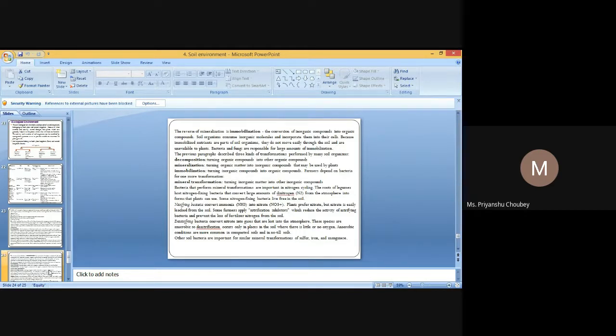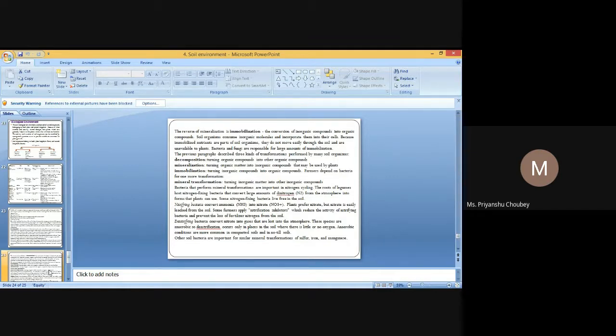Farmers depend on bacteria for one more transformation: mineral transformation, turning inorganic matter into another inorganic compound. Bacteria that perform mineral transformation are important in nitrogen cycling. The roots of leguminous plants host nitrogen-fixing bacteria that convert large amounts of dinitrogen from the atmosphere into forms the plants can use.